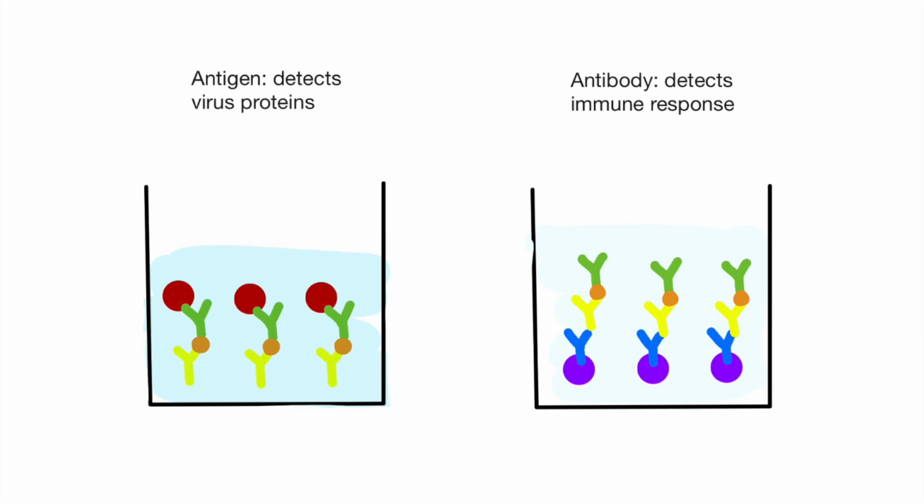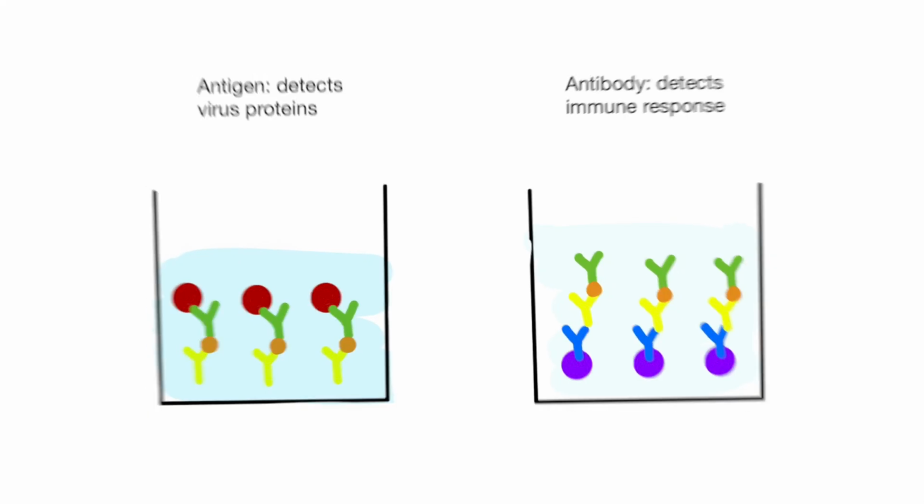To summarize, the antigen ELISA detects the virus itself, showing an active infection. The antibody ELISA detects the body's immune response, showing current or past exposure. Together, these two tests help scientists confirm infection, monitor recovery, and measure immunity.